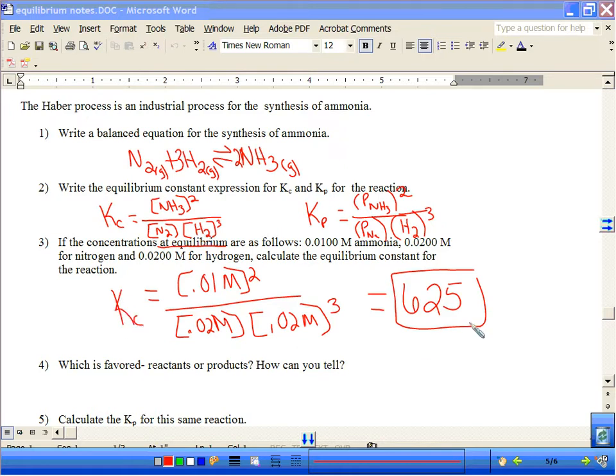The next question says, which is favored, your products or your reactants? And how can you tell? Well, this number is larger than 1, so our products are going to be favored. You can tell because the K is larger than 1. So if the K is large, the products are favored. If the K is very small, the reactants are favored. So that's really easy, and one of the homeworks is going to have you do that.